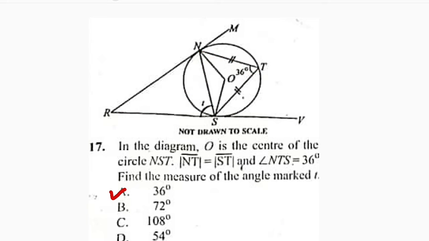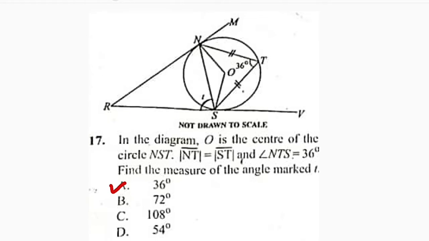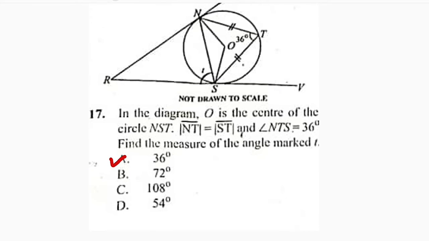And I think I have provided a video on that, on how to prove it. So the right answer is 36. You don't even have to solve anything. Alternate segment angles are all equal. Let us move on to question number 18.